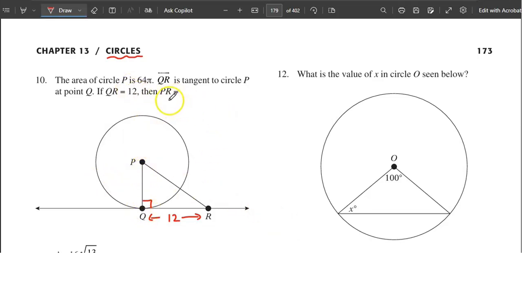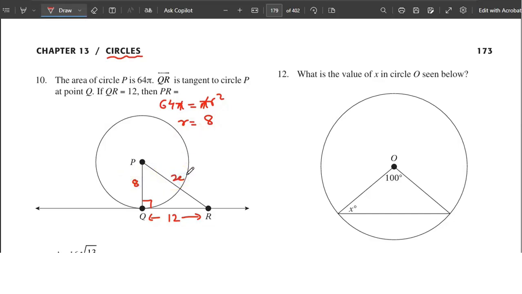We can find it. Area is given. 64 pi will be equal to pi into r square. Pi and pi are cancelled. So radius square is 64. Radius is under root 64, that is 8. So this is coming as 8. We can take this as x.